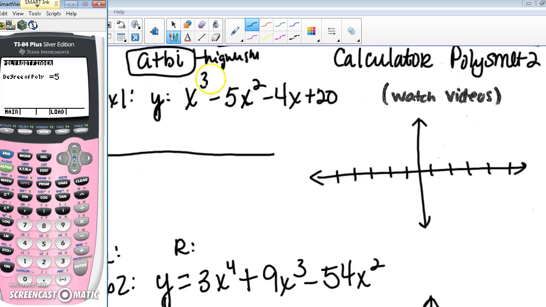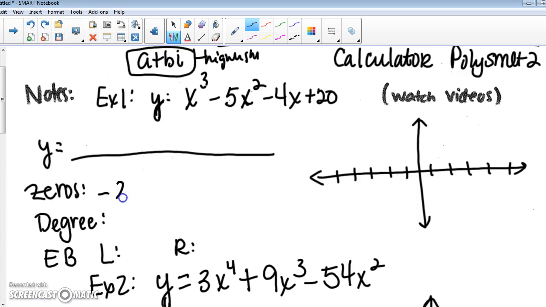For this first one, degree will be 3, so we put 3 there. And now we'll type in the numbers. So it's going to be a 1, a -5, -4, and 20. And hit solve. And there are our answers. So -2, 2, and 5. And that's all you'll need a calculator for. Those are our zeros.